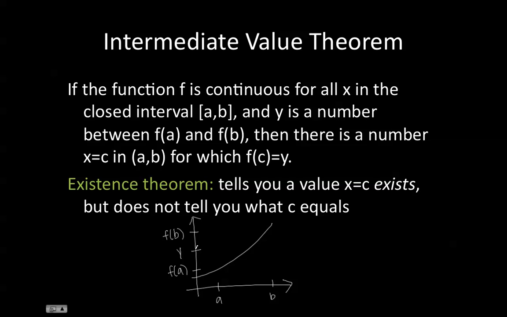So now that we know that y is in between f of a and f of b, then there's a number x equals c, so if we draw a dotted line, we know that c is about right here. So f of c corresponds to a y value in between f of a and f of b, and c is in between the interval a and b. So the important thing about this intermediate value theorem is that the function has to be continuous for all the x values in the closed interval.